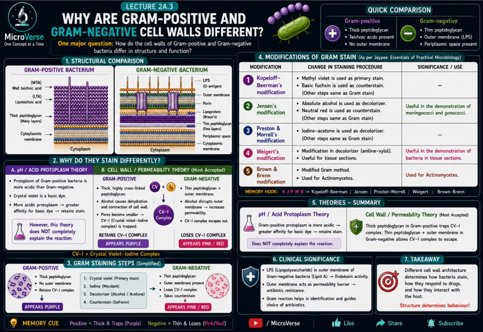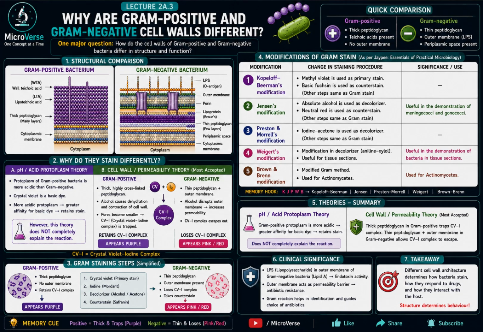The modern and more useful explanation focuses mainly on the structure and permeability of the bacterial cell envelope. So, next point is cell wall or permeability theory. This is the most important concept to understand. In gram positive bacterium, the cell wall contains a thick peptidoglycan layer. When alcohol or acetone is added during decolorization, the peptidoglycan becomes dehydrated. The structure becomes more compact and the pores become smaller. As a result, the crystal violet iodine complex becomes trapped inside the cell. Therefore, the bacterium remains purple.